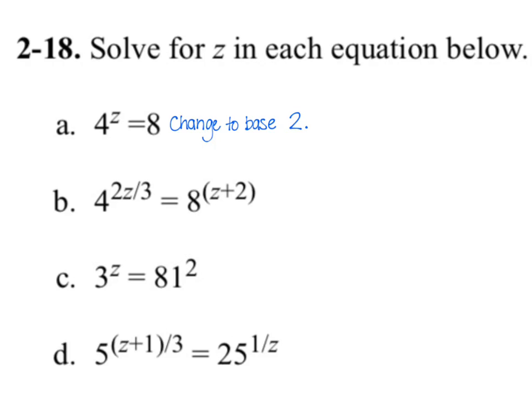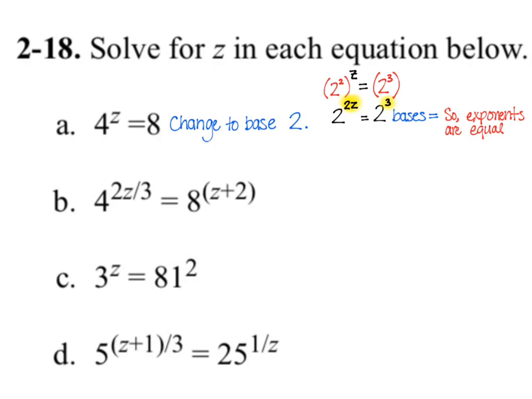So I notice that 4 and 8 can both be written as a base 2 number. That 4 happens to be 2 to the second, and 8 happens to be 2 to the third. So I change them each to their base 2 numbers. And simplifying, now that the bases are equal, I know that their exponents are also equal. So therefore 2z equals 3, and I've got the answer z equals 3/2.